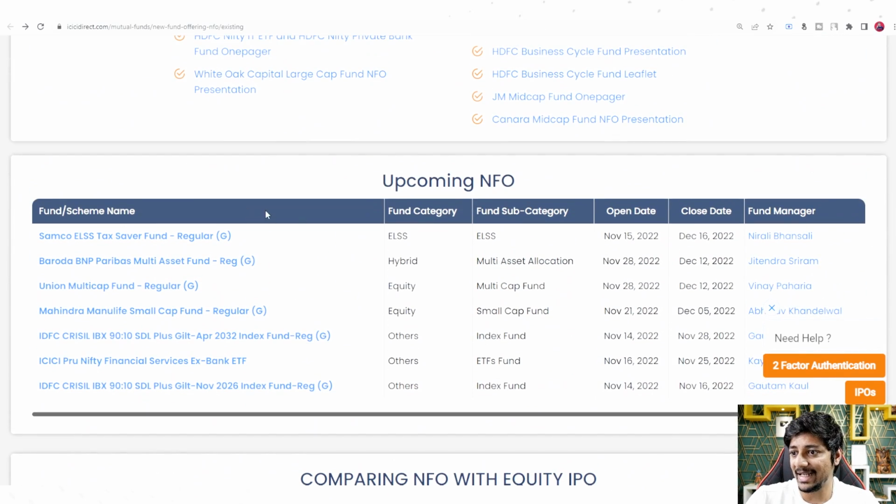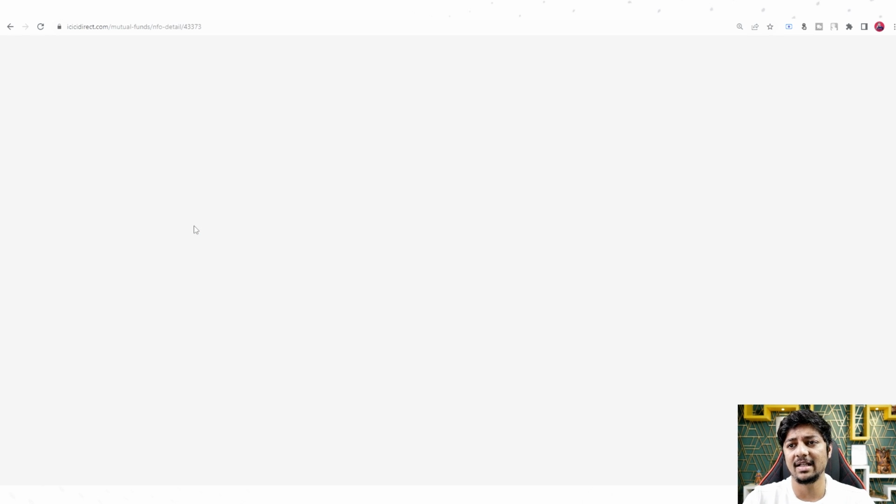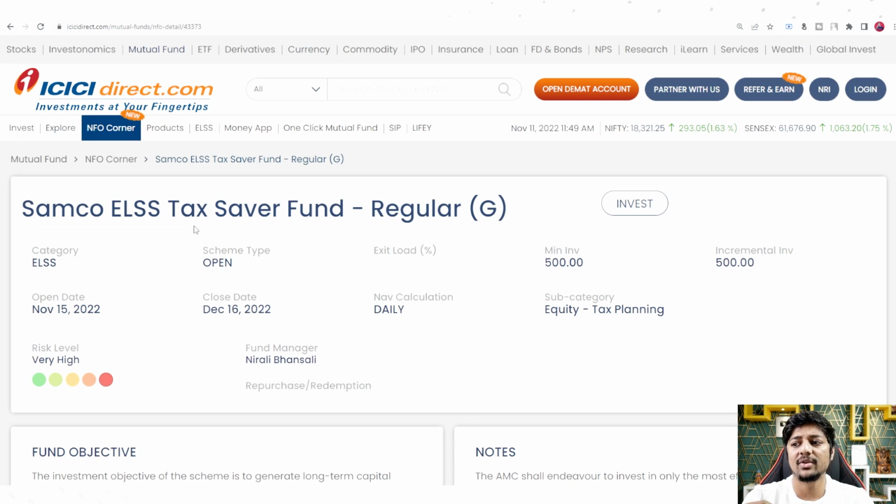So let's take an example of something that I found slightly unique. Okay, we'll check out Samco ELSS Tax Saver Fund, right? Now, we all know what ELSS is, right? ELSS comes under 80C. So whenever you invest in an ELSS fund, you get tax benefits, but there is a lock-in for 3 years, right?